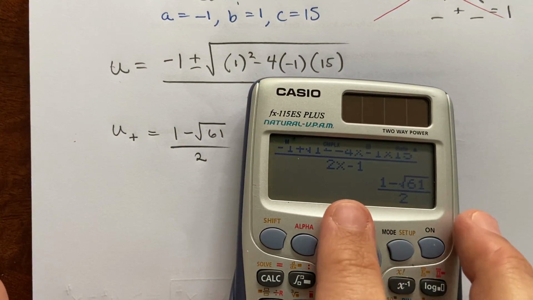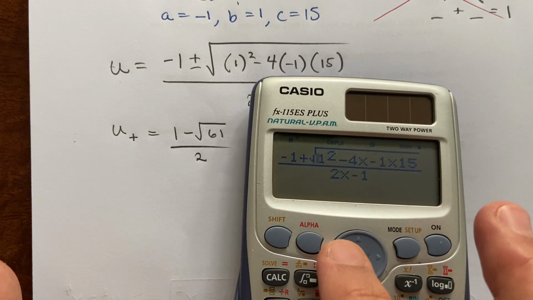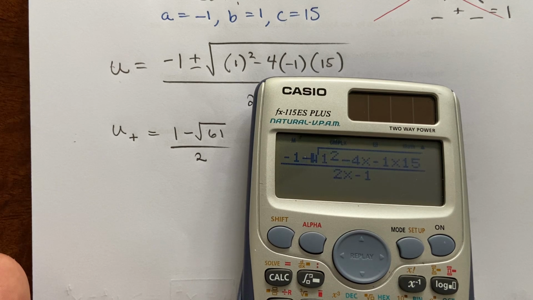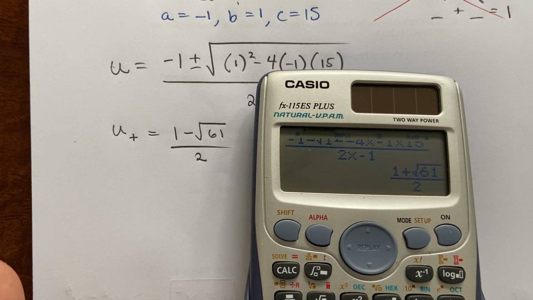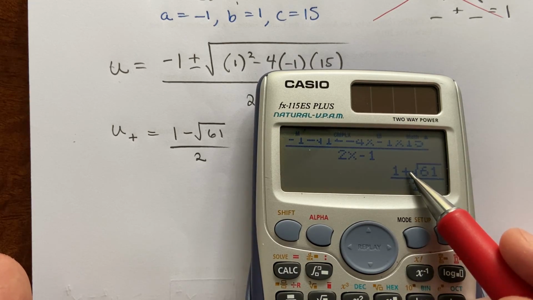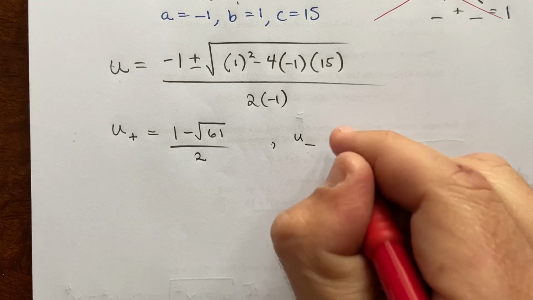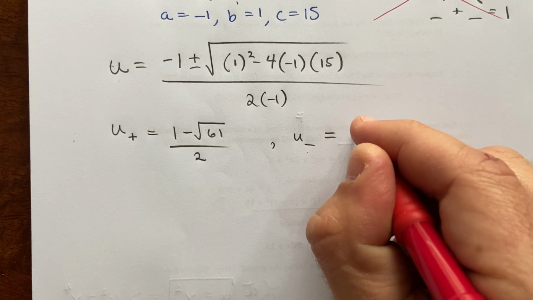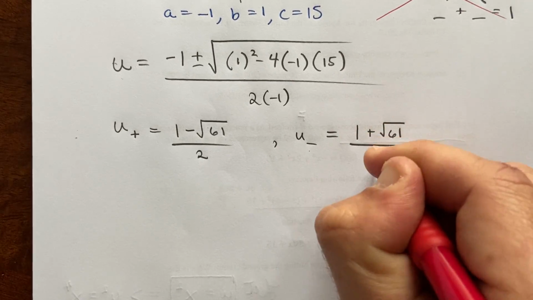And then if you just go left a bunch, just need to change that plus into subtract. So I'm getting a plus in the middle now, right? We get the conjugate basically of our other solution. So I get u minus as 1 plus root 61 all over 2.